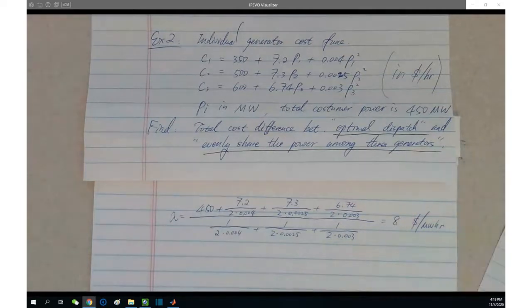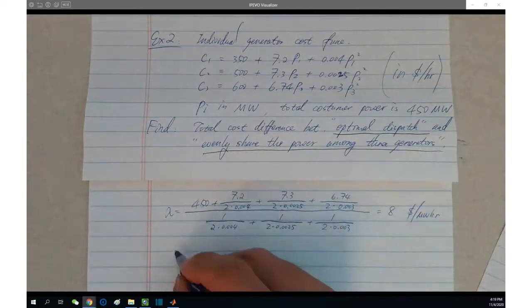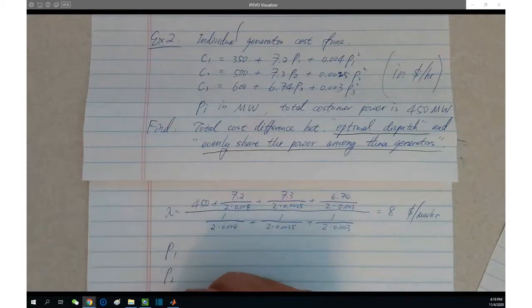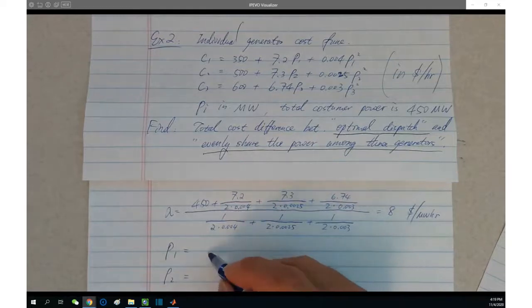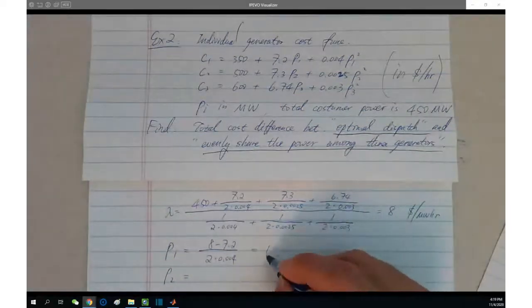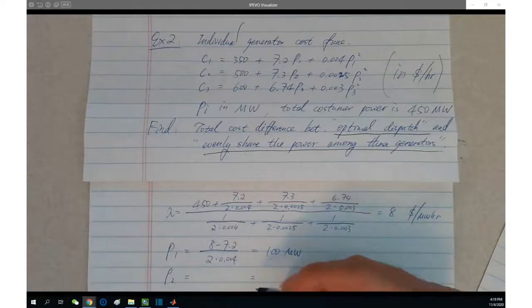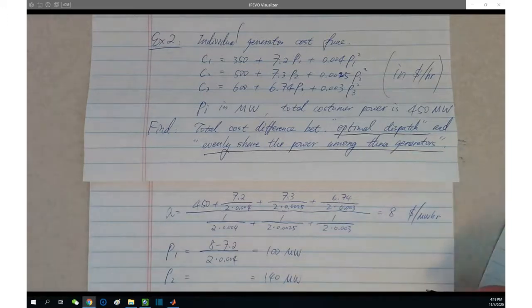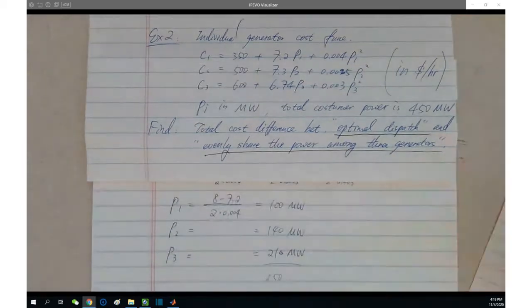Right, this is the answer for lambda, based on which we got P1 through P3. They're respectively equal to 100, 140, and 210. And obviously you sum them up, equals to what? Exactly 450. It makes perfect sense.